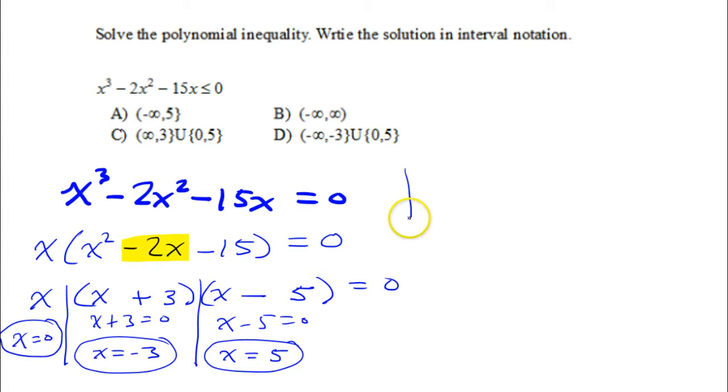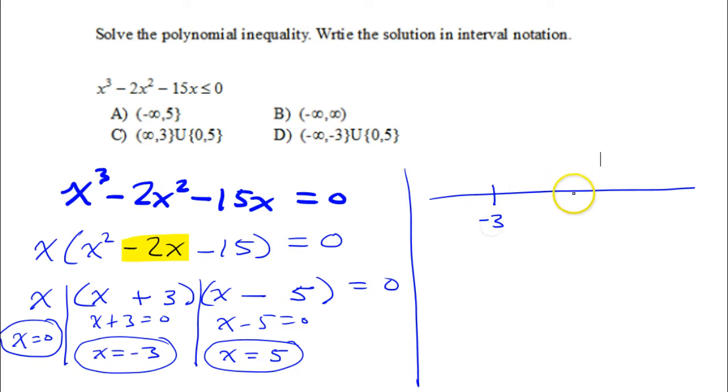So here comes the number line. You know what? Let me go like this. So here's my number line, and my critical values are negative 3. You know, I'm going to put them in order, of course. So my critical values are negative 3 and 0 and 5. So these are the places where the function equals 0, because that's what we solved. We found the x values where the function equals 0.